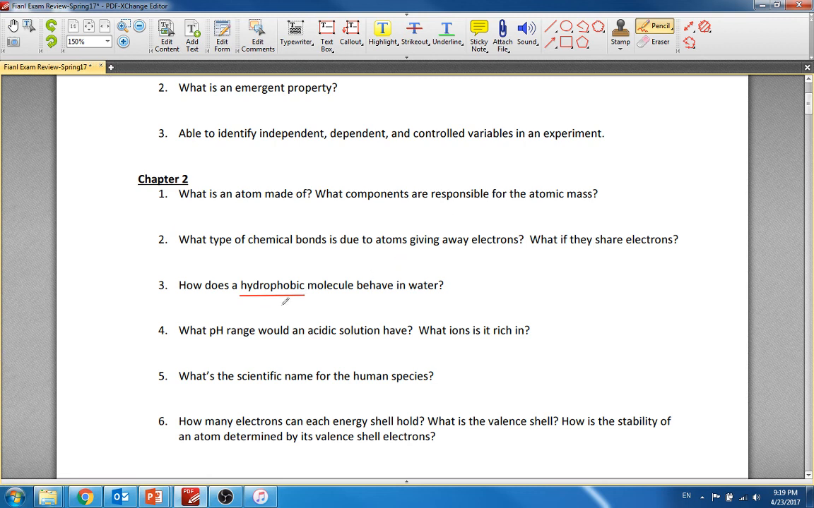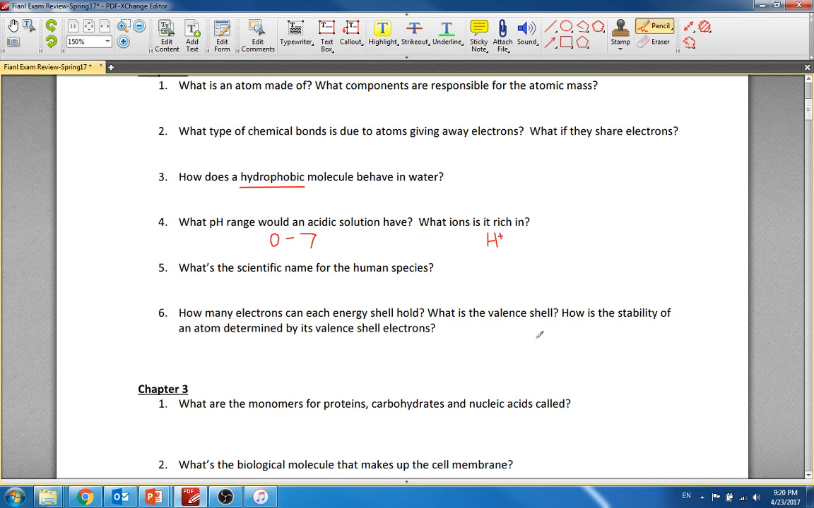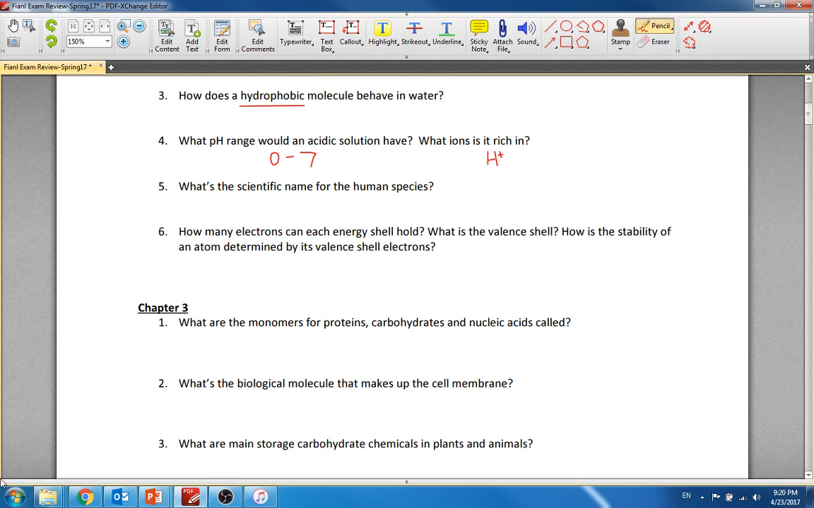Number 4, what pH range would an acidic solution have? Acidic solution must have a pH higher than 0 but smaller than 7, so from 0 to 7. What ions is it rich in? Acidic solutions, they have a lot of protons or H+ or hydrogen ions.